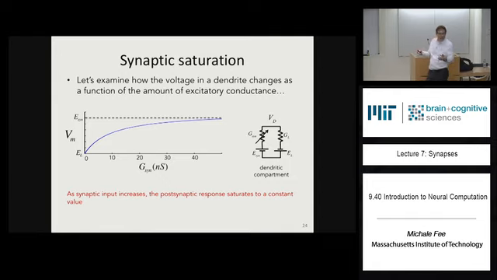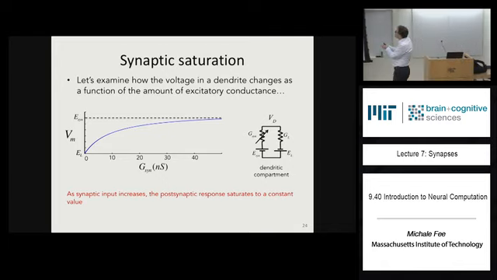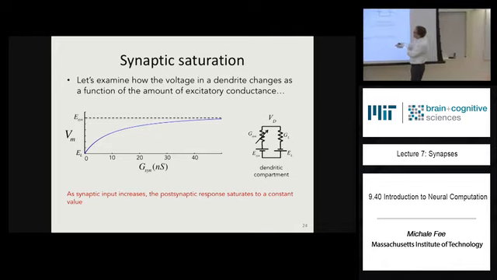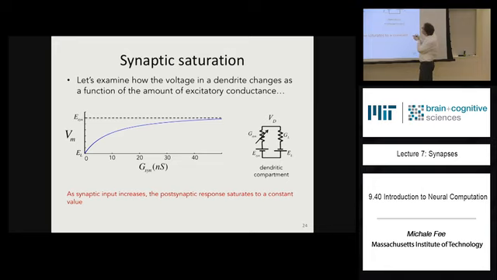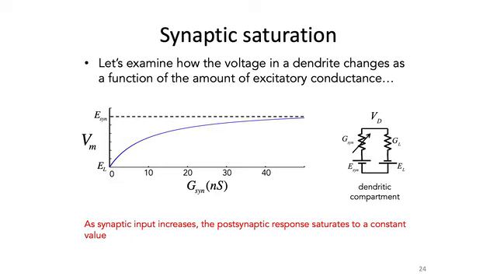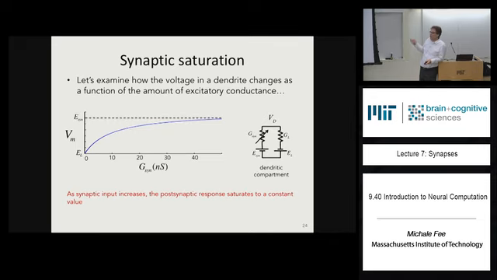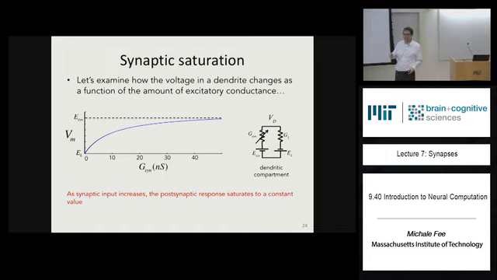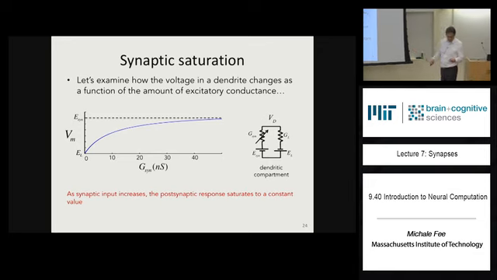And it's really obvious why that happens. Once this resistor gets small enough, meaning you've added enough conductance, the inside of the cell is connected to the battery, and the voltage inside the cell just can't go any higher. It is forced to E synapse, the reversal potential of the synapse. That's why no matter how much excitatory conductance you add, the voltage inside the dendrite cannot go above E synapse. And that's called synaptic saturation.